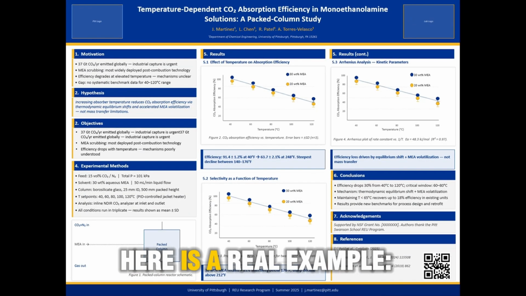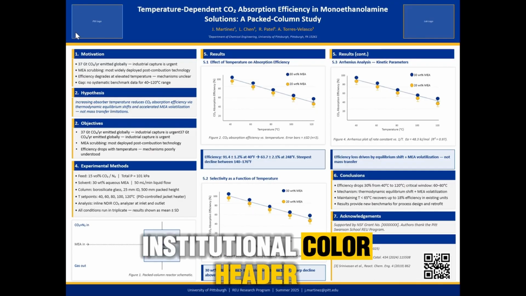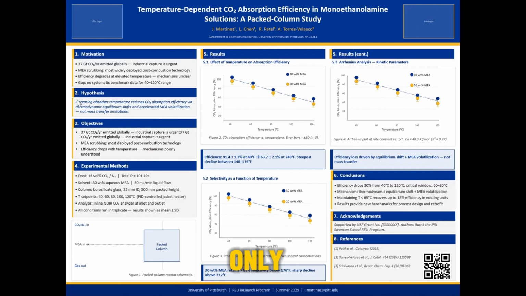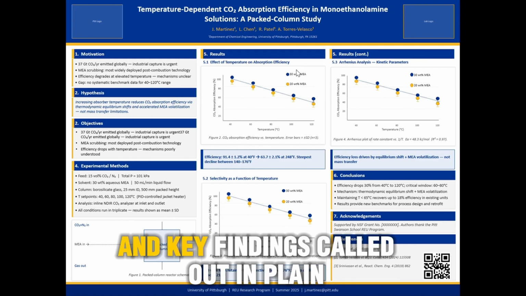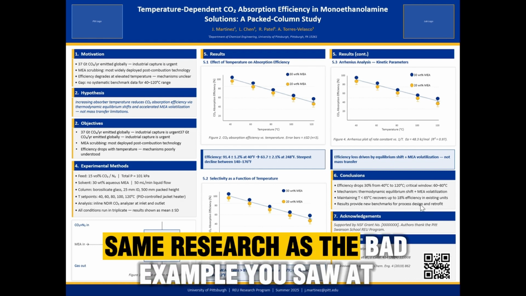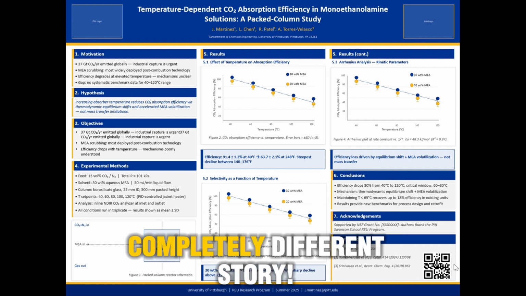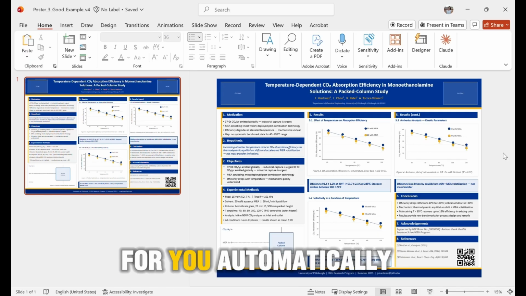Here is a real example, built on exactly the structure we discussed. Institutional color header, 3 clean columns, bullet points only, figures with labeled axes and error bars, and key findings called out in plain language right below each chart. Same research as the bad example you saw at the start. Completely different story.